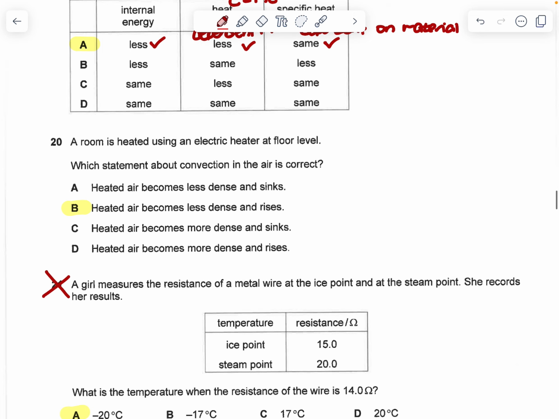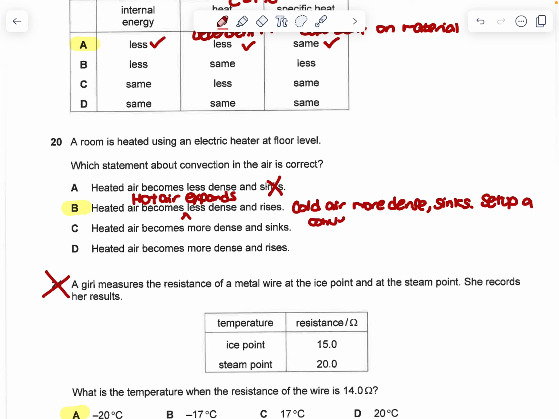Okay, question 20. A room is heated using an electric oven at floor level. Which statement about convection in air is correct? A says heated air becomes less dense and sinks. Wrong. Heated air, or hot air, expands, becomes less dense and rises. Cold air, which is more dense, sinks. So this sets up a convection current.